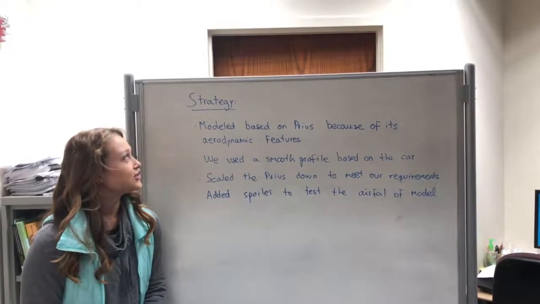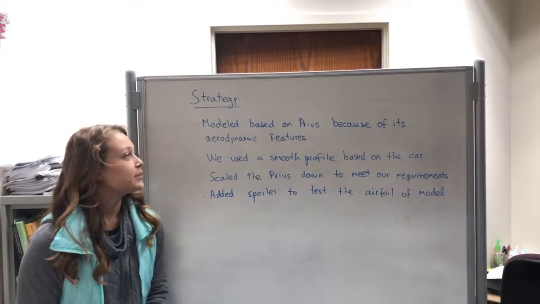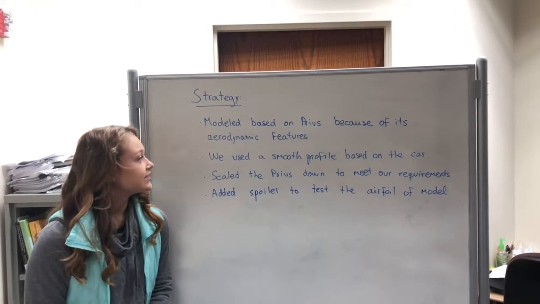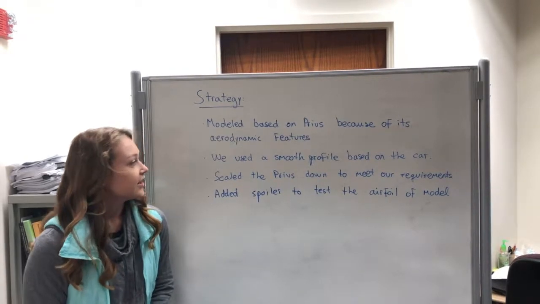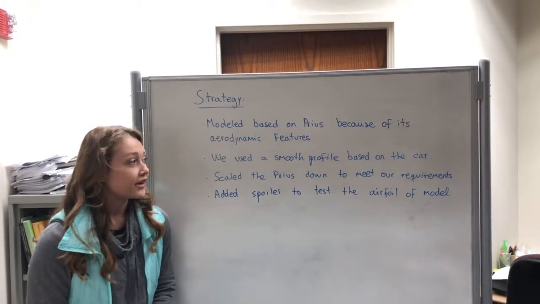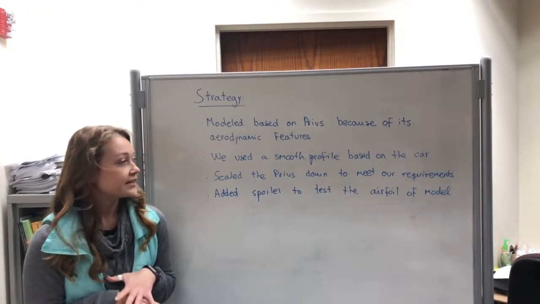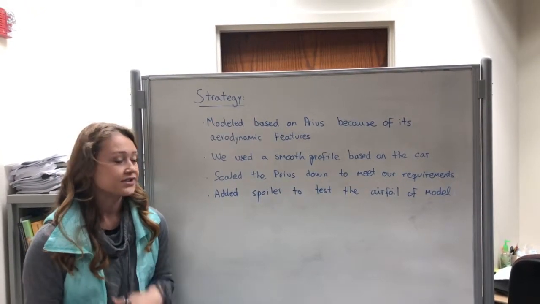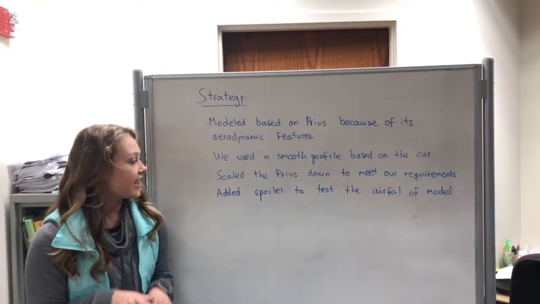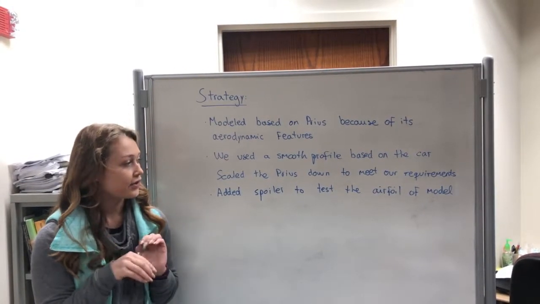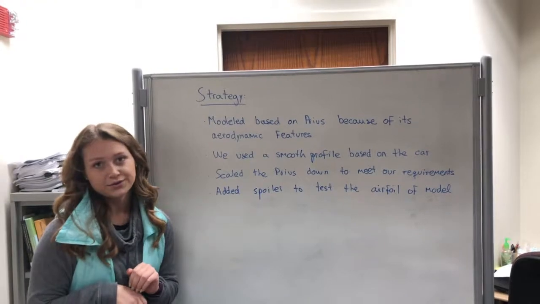Okay, so the strategy for our car was we modeled it based on the Prius because of the aerodynamic features. We used a smooth profile based on the car. What we did was we scaled down the Prius to meet the specific requirements that were discussed earlier in the video. And then we added a spoiler to the back of the car to test the airfoil of the model.